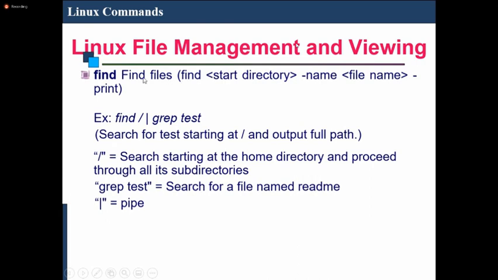right? So to find files, you type find and then you give the start for where you want to start the find, and then you give a name. Yeah, the file name, right? So minus name, you can give a file name and then print. So yeah, here you are giving find and then you are giving the output to grep test.